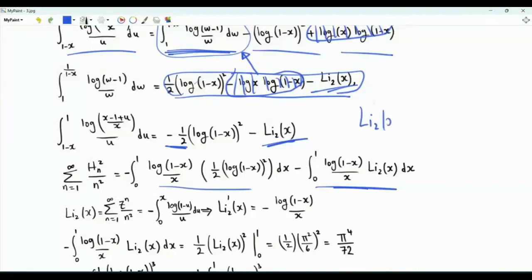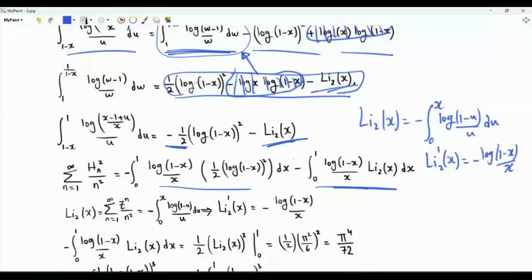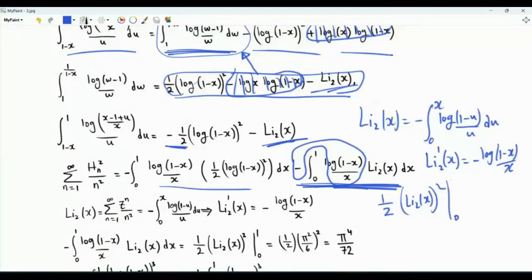Recall that the Dilogarithm function is minus the integral from 0 to x of log(1 minus u) divided by u du. What is the first derivative? Like we have done on the previous page, this is minus log(1 minus x) divided by x. This is exactly this term here, which means that the result of this integration is 1/2 the square of the Dilogarithm, and then we use our limits of integration. At 0, this is 0.